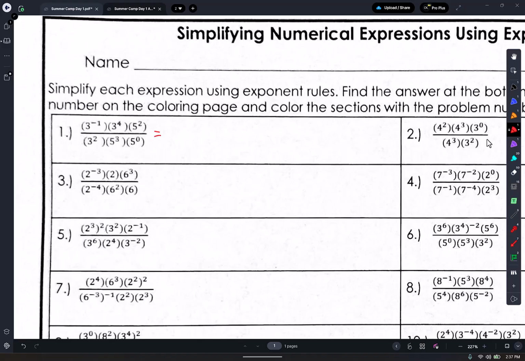All right, so check it out. I see 3 to the -1 right here, and I see 3 to the 4th. Since we're multiplying this, I can just add up the exponents. What's -1 plus 4? 3. So there's going to be 3 to the third times 5 squared. In the bottom, I have 3 squared, and then 5 to the third times 5 to the 0. 3 plus 0 is still 3, so that's 5 to the third. By the way, anything raised to the 0 is 1.